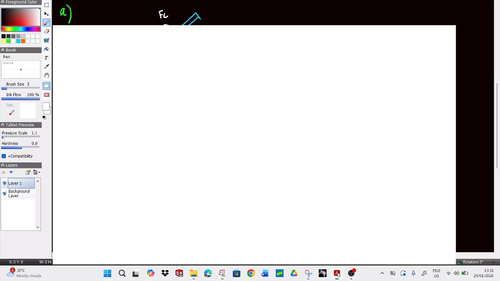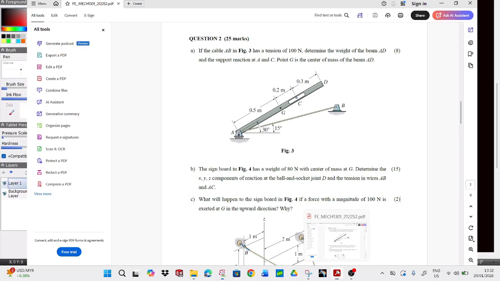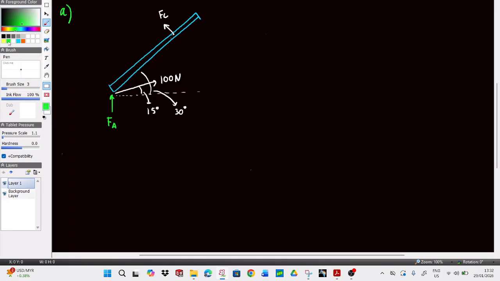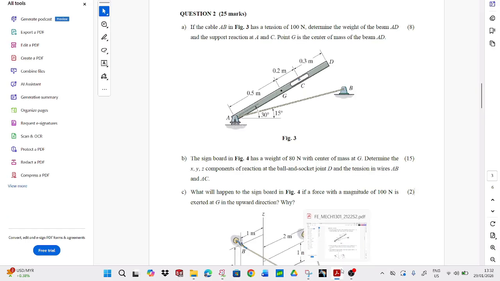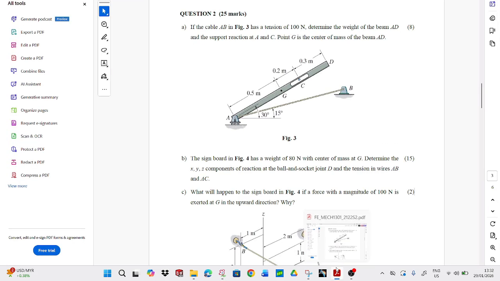You want to find the weight of the beam also, right? The weight of the beam AD. So I'm going to draw a force here, which would be the weight of the beam. And then we mention the dimensions. So the dimension from here to here is 0.5 meters, then here to here is 0.2 meters, and then the last one is 0.3 meters.